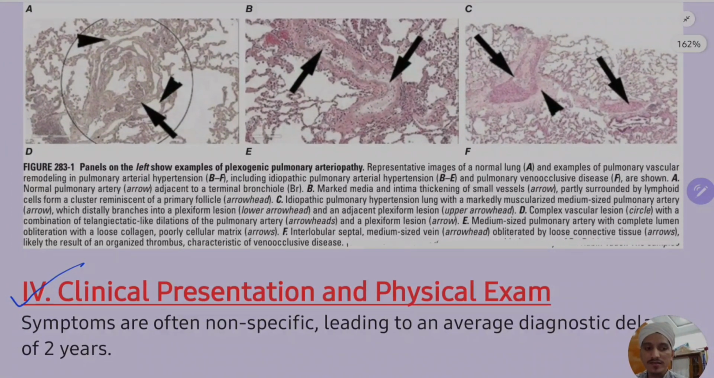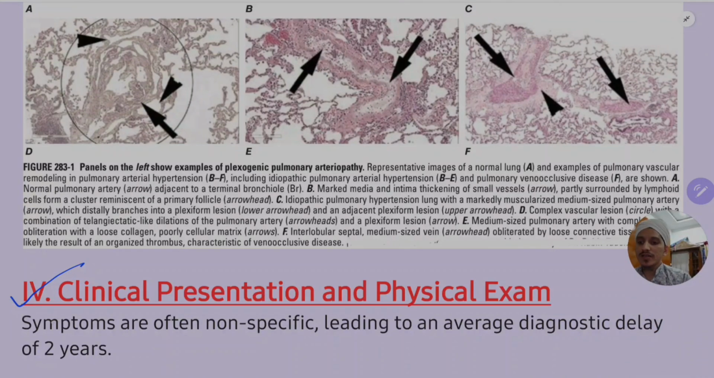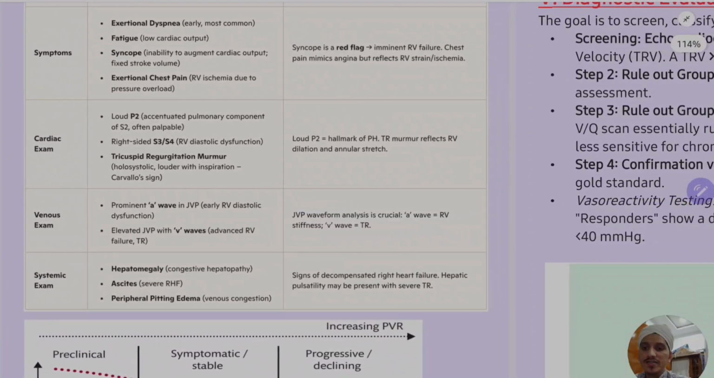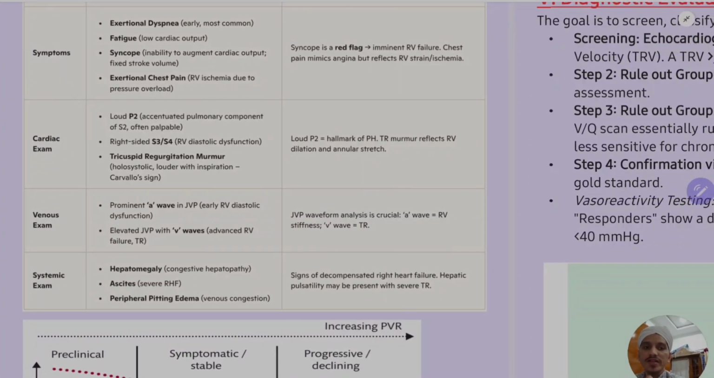One line important to remember here is: symptoms are often non-specific, leading to an average diagnostic delay of approximately 2 years. Because the symptoms are non-specific, there is usually a delay of 2 years in patients with pulmonary hypertension. To easily remember the symptoms of pulmonary arterial hypertension, let us understand this with this diagram.